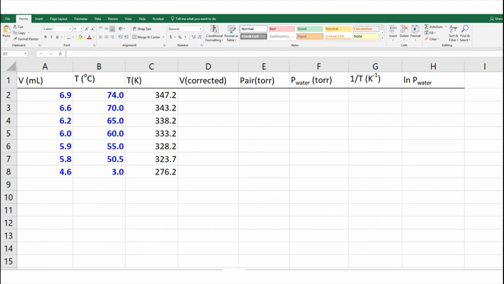Okay, this is what the Excel spreadsheet looks like after we have converted the values of Celsius into Kelvin and adjusted for significant figures. Now our next step is we need to make a correction to the volume of the bubble. And let me explain why that is.